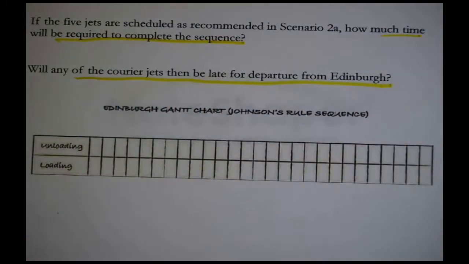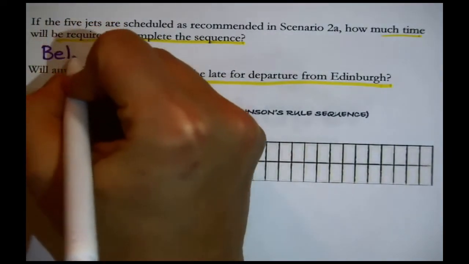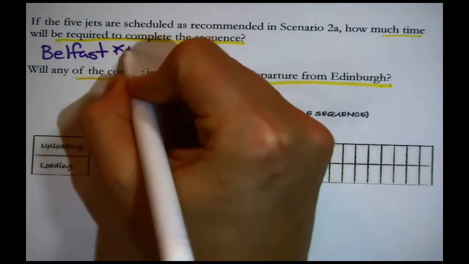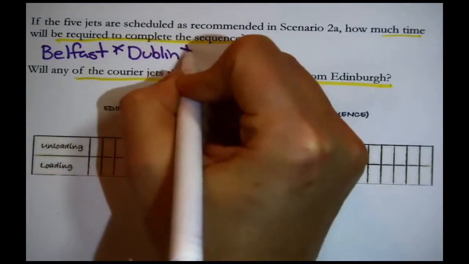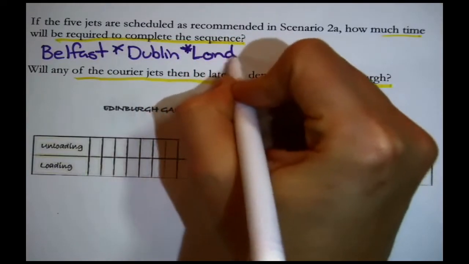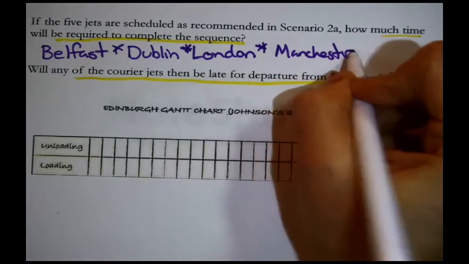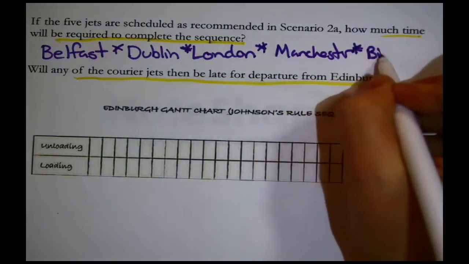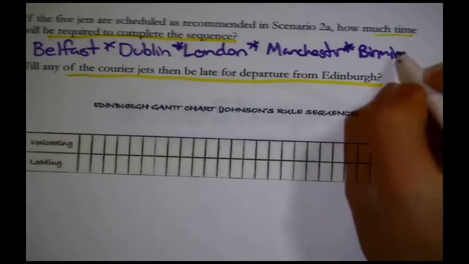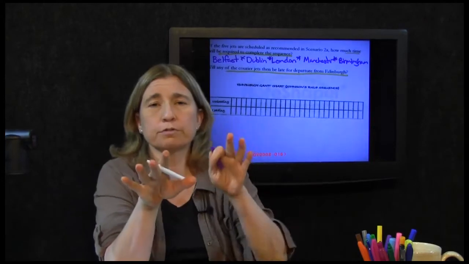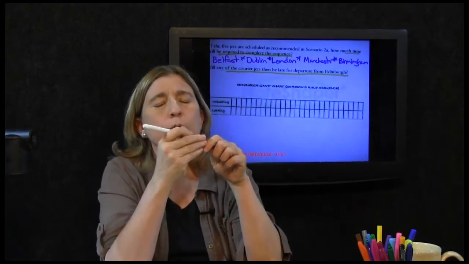Now, first off, the scenario before, what was this sequence right here? I can jot it down. We had determined that they should process the Belfast flight first, then the Dublin flight, then the London flight, then the Manchester flight, and then save for last the Birmingham flight. Okay, so I'm just jotting that there so that it's in front of us. We figured that out last time.